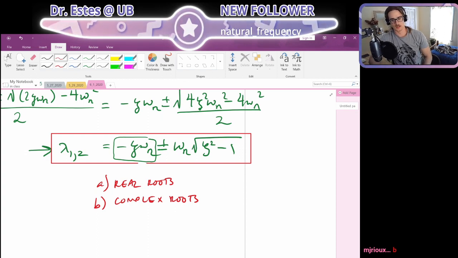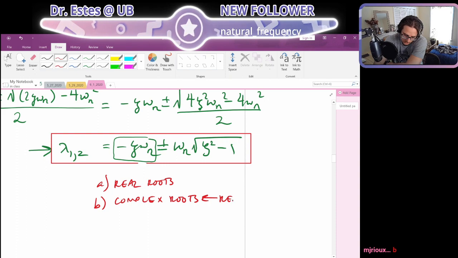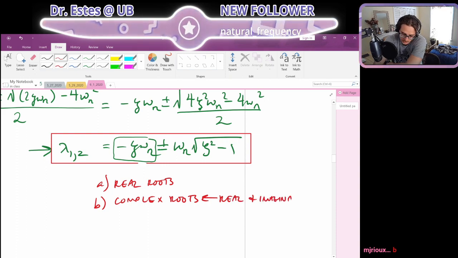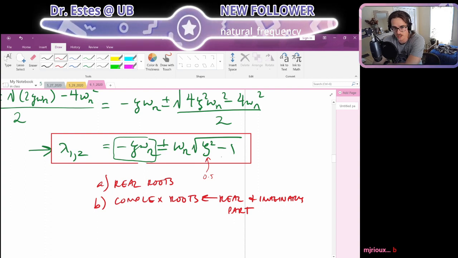B. That's correct. So complex roots just mean that the roots have a real and imaginary part. If I plug in for zeta a number less than 1, what's going to happen? Let's say it's like 0.5, I'm just making something up. Then if I take 0.5 squared, it'll be a number that's less than 1. I subtract 1 from that. That gives me a negative number. If you take the square root of a negative number, it's imaginary.